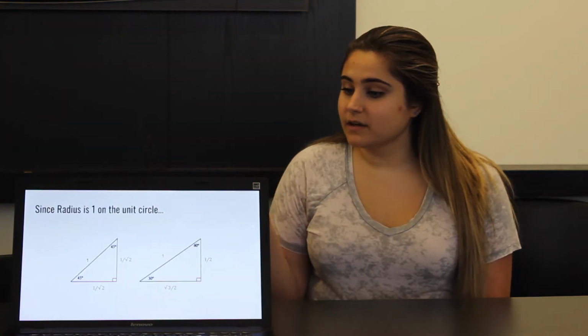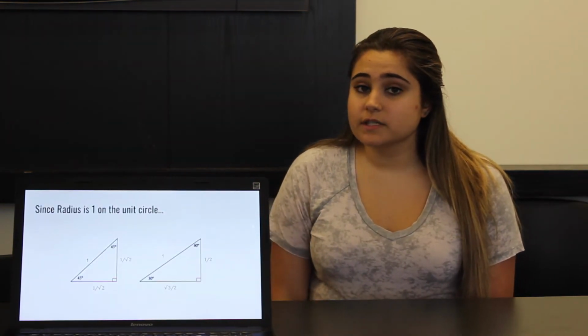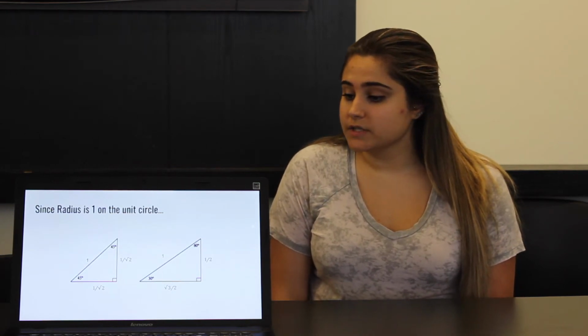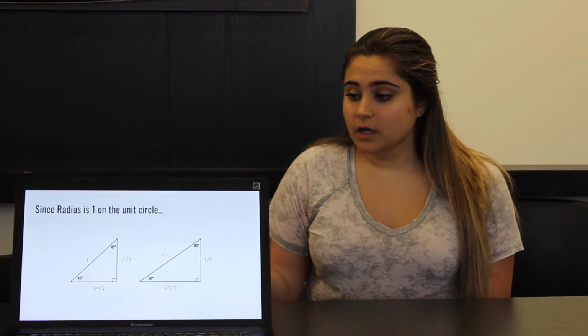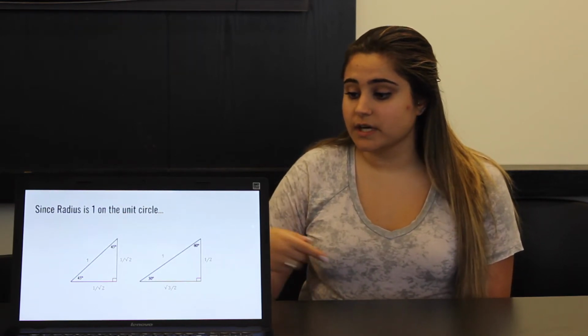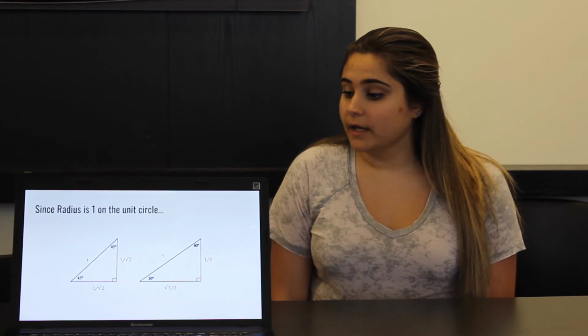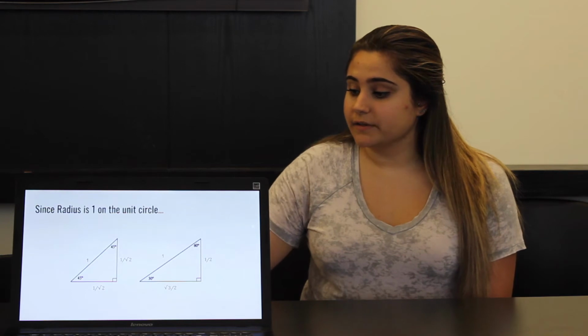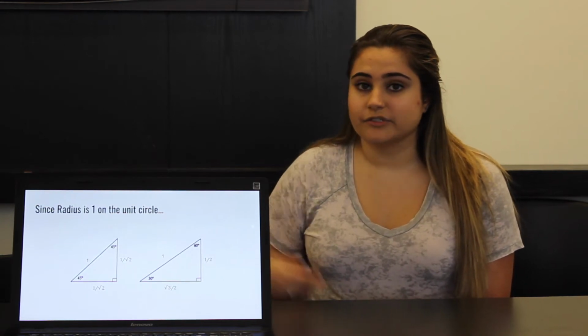So now we see that these are the special triangles that reflect when we have a radius of 1 on the unit circle. The hypotenuses are of length 1. On the special triangle with the acute angles of 45, the 2 side lengths are 1 over root 2. And on the special triangle with the acute angles of 30 and 60, we have the side lengths root 3 over 2 and 1 over 2.